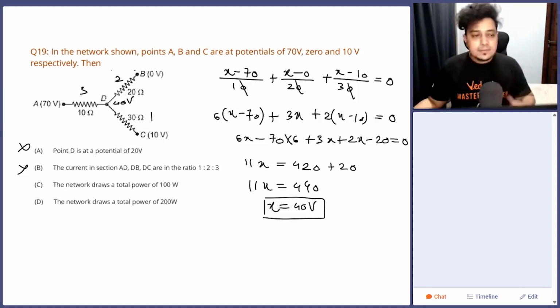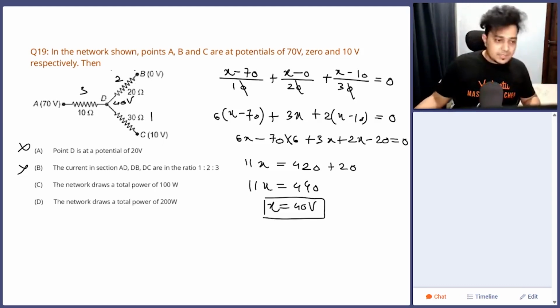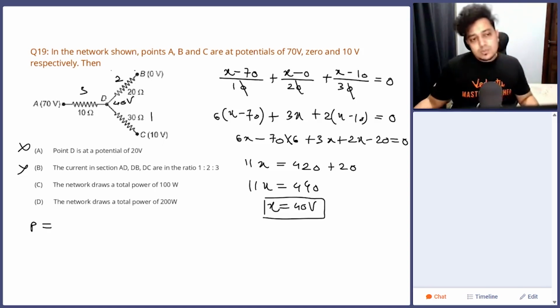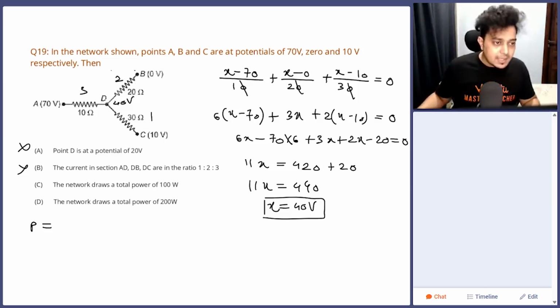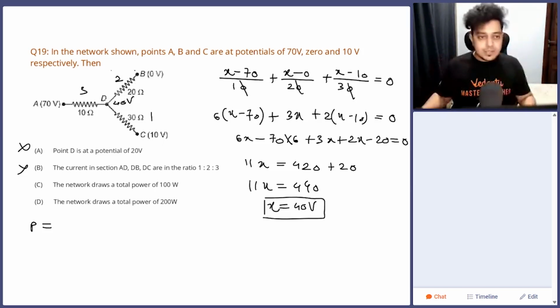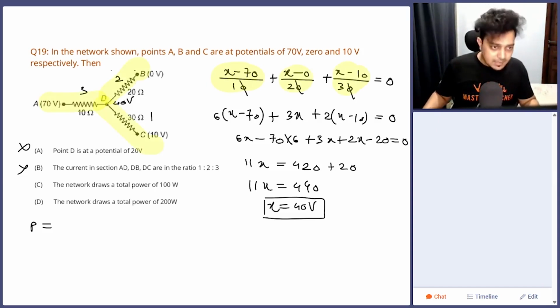Then we have to calculate power. So to calculate power here, we have to calculate power for individual piece. And then we will get the total power. So we already know the current value and we already know the resistance. So we can use I square R. So current in the AD part is 3. I hope you understood the current calculation. Just putting value of x here, we will get current in this part.